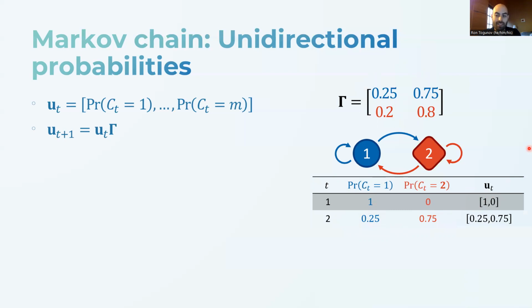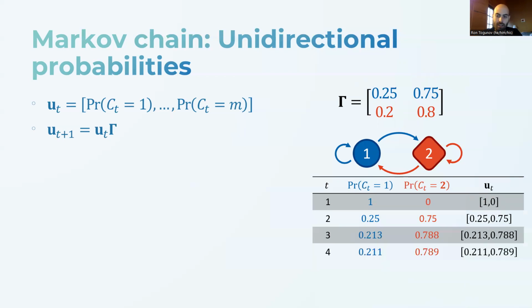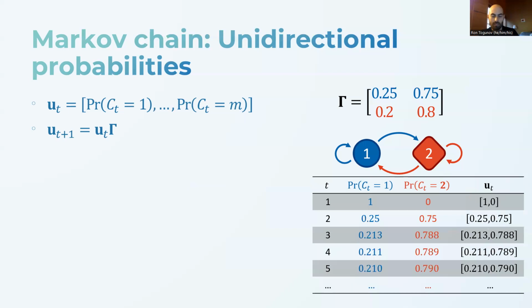Next, we can multiply this again by gamma to see the probabilities of the states at time 3 to be 0.21 and 0.78. And we can repeat this for as long as we want to see the probability at any given time.